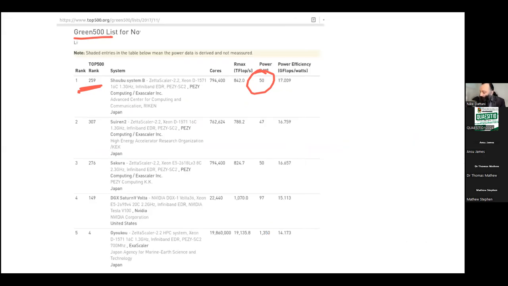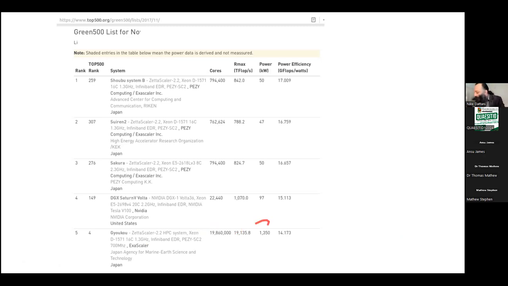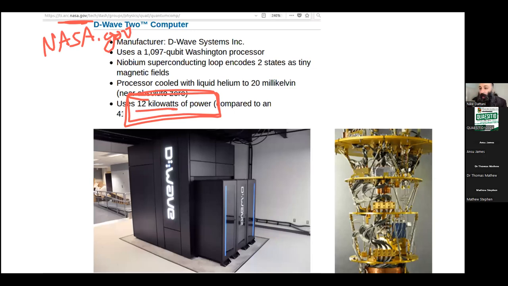However, the biggest supercomputer in this Green500 list, in the top five here, you have a computer with 19 million cores. So let's say this is 20 million CPUs in one computer. This can actually run the calculation faster than the quantum computer, because the quantum computer is only 10 million times faster. So this supercomputer can actually do the calculation 20 million times faster than doing it with one CPU. So it's twice as fast as the quantum computer, but it's using 1,350 kilowatts of power. The quantum computer is using 12 kilowatts of power. So it's 100 times more energy efficient.